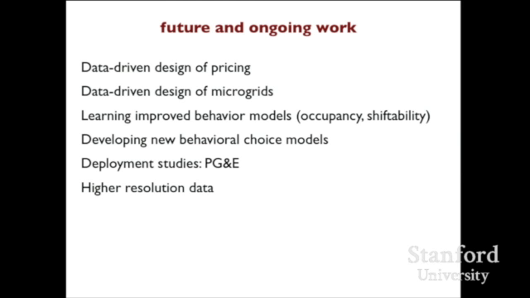We want to learn improved behavior models. So in two ways. One is this idea of selecting patterns, which seems to be very consistent with psychology literature and the data. And the second thing we want to do is, for example, also be able to measure things like occupancy, the amount of shift that you can provide, and things like that.